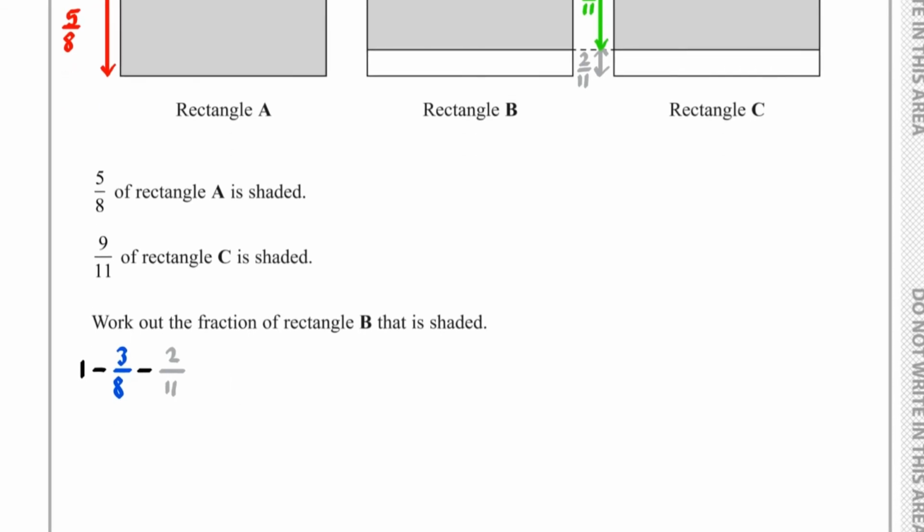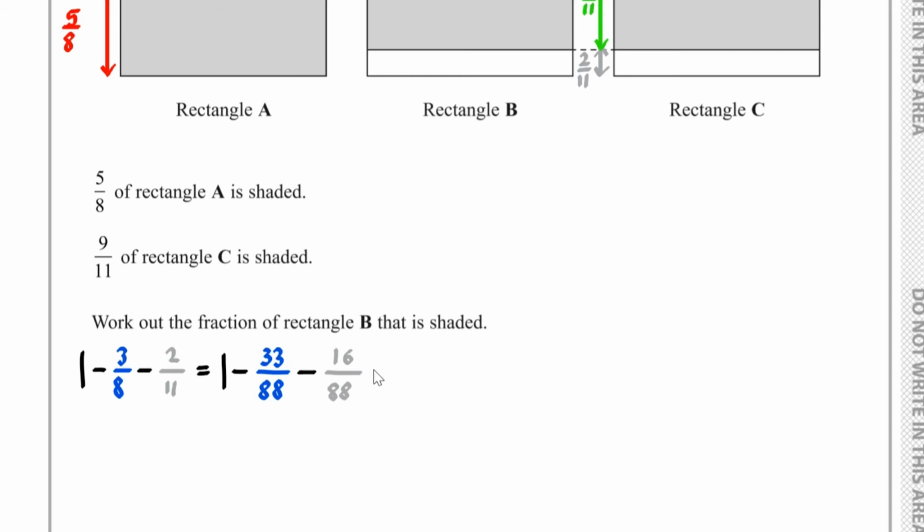And so, if we work this out, we have 1 subtract, well, here we can write the 3/8 and the 2/11 over a common denominator. That common denominator will be 88. So here we times the 3 by 11 to get 33. And then we subtract 2/11, which out of 88, well, that will be 16/88.